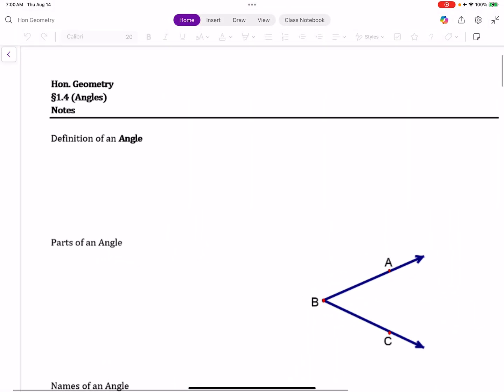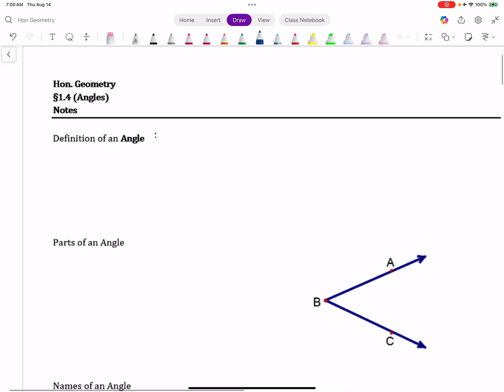All right, the definition of an angle. I know you know what an angle is, but we're going to get into the big time geometry of it. So, it's the figure formed by two rays that have the same endpoint.